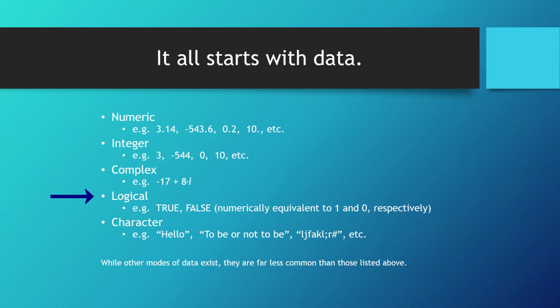Logical values are either true or false. Since R equates true with the number 1 and false with 0, you can perform mathematical operations on logical values, which can sometimes come in handy. Character data is basically words, phrases, or strings of characters other than numbers.